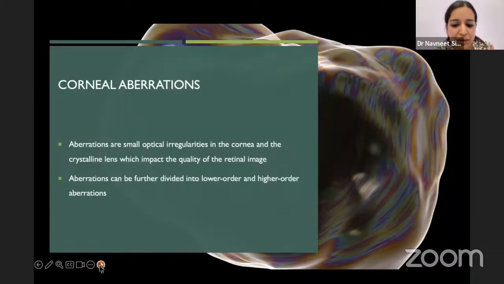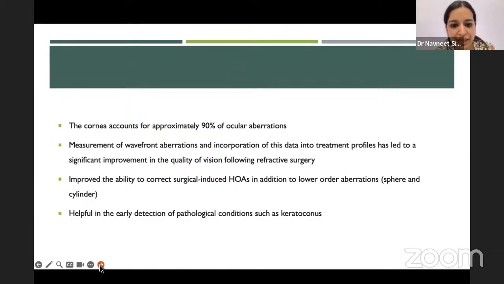Now, also one important aspect of corneal optics is corneal aberrations. Aberrations are small optical irregularities in the cornea and the crystalline lens, which impact the quality of the retinal image. But since most of the light rays are transmitted via the cornea and undergo the most change in their path, corneal aberrations carry importance in planning surgeries, including refractive corrections. So aberrations can be lower order or higher order. The cornea accounts for approximately 90% of ocular aberrations.